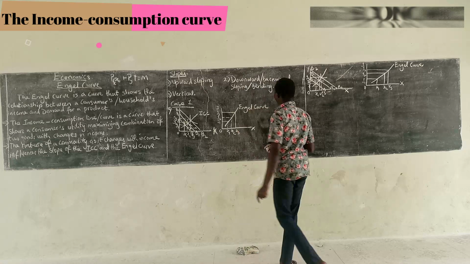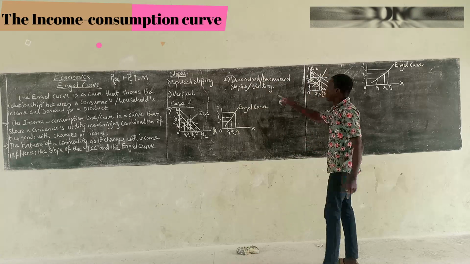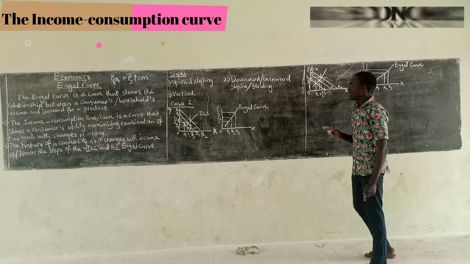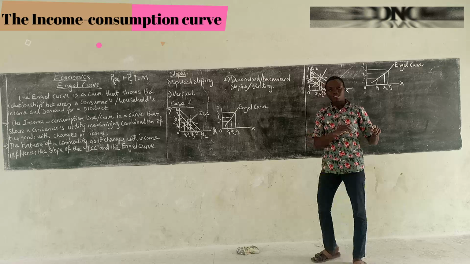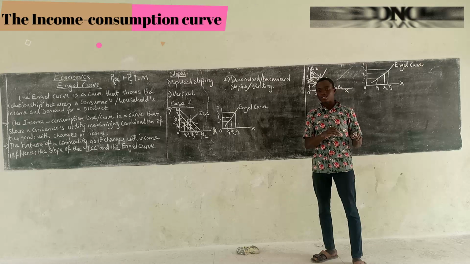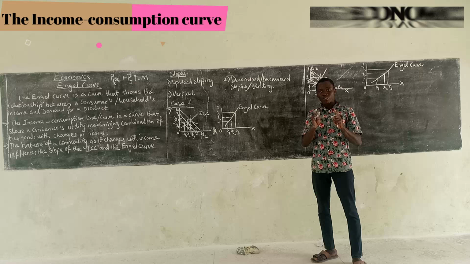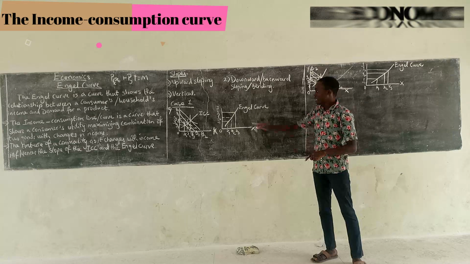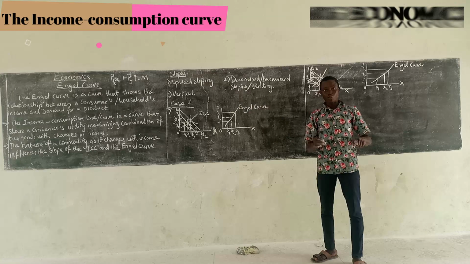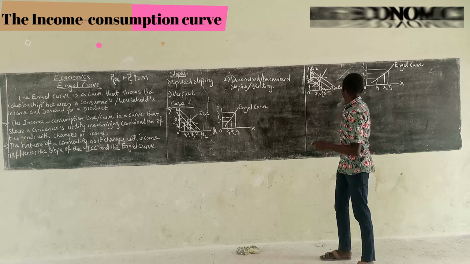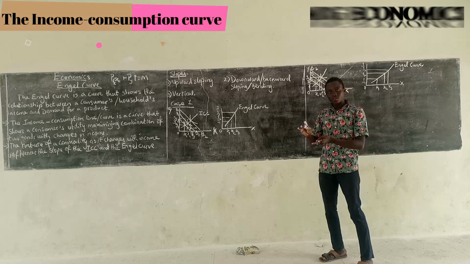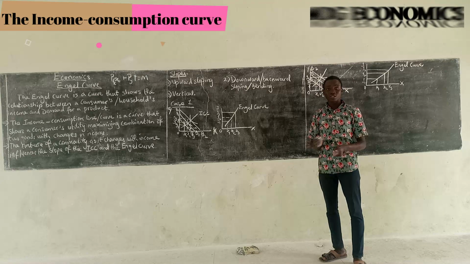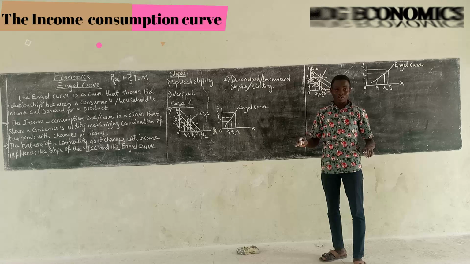So the next one that we are going to is: in what situation can this be downward sloping or backward bending? This is when you have a product that, when the income is increasing, the demand for the product begins to fall. So that's what can make your income consumption line downward sloping. When your income is rising, you have the demand for the product falling. And in what case do you have such products? That's inferior products, inferior goods.